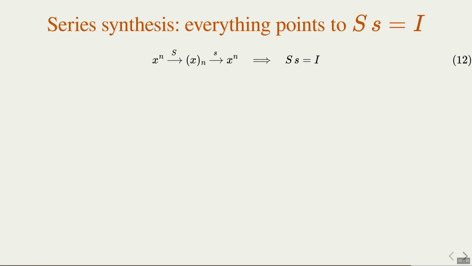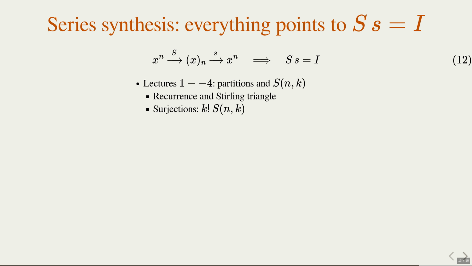Let us zoom out. This duality is the climax because it explains why so many different looking identities kept fitting together throughout the series. This is the whole story in one picture. Powers to falling factorials using S, then back using its inverse. A round trip must be identity, so the matrices must be inverses.